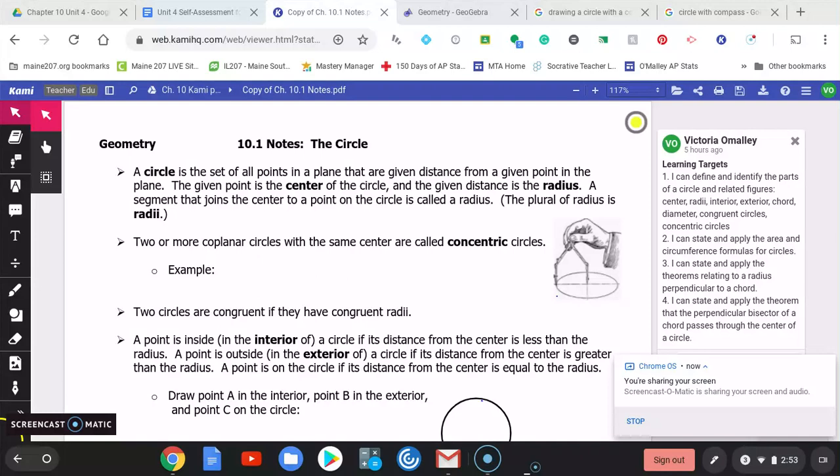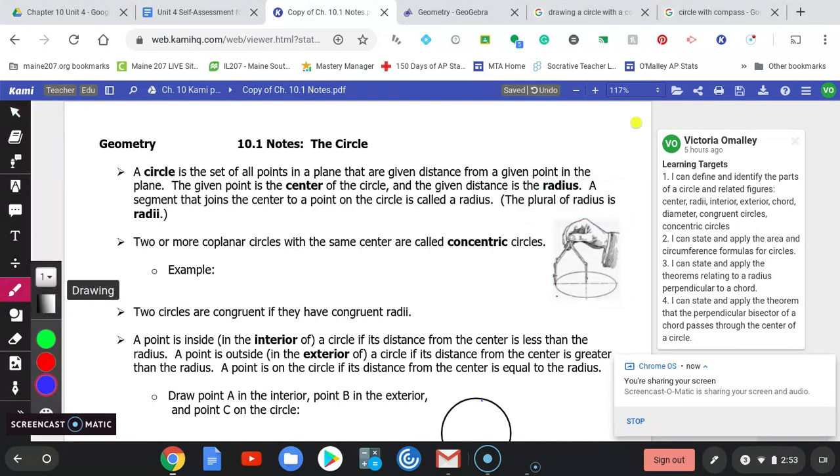So if you remember when we constructed circles with our compasses at the beginning of the year, you start by putting your compass point down, and then you open your compass a fixed amount. And then you're able to keep that distance the same all the way around and make a circle. Well, that distance you open is called the radius, and the compass point is the center.